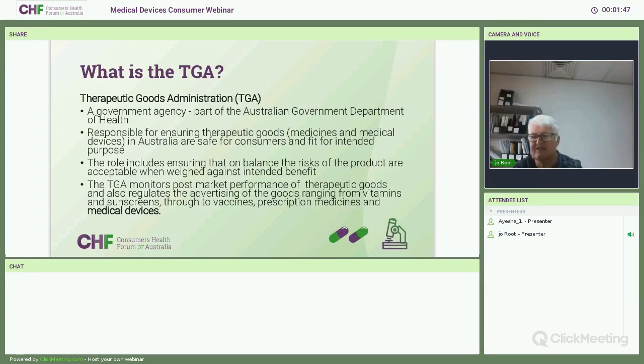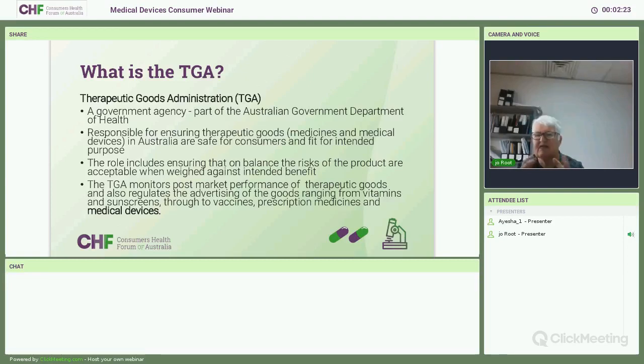We're just taking this as a very basic approach because some people don't know this, so if you know this part, you don't have to pay attention. What is the TGA? The TGA is a government agency, part of the Australian Government Department of Health. It's responsible for ensuring all therapeutic goods, which is medicines and medical devices, are safe for consumers and fit for the intended purpose. A fundamental part of the TGA's role and approach is to ensure that, on balance, the risks of the product are acceptable when weighed against intended benefit.